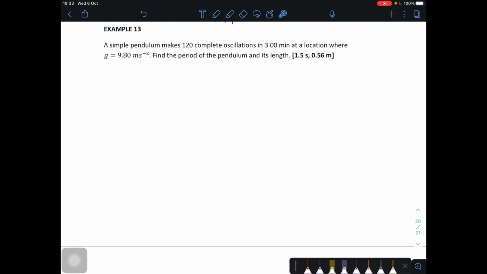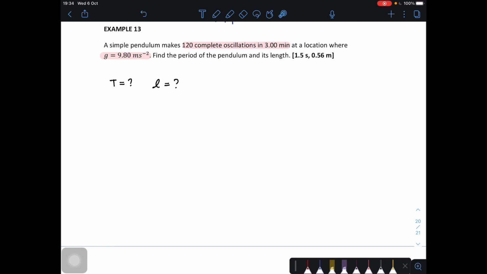Okay, next one, example 13. A simple pendulum makes 120 complete oscillation in 3 minutes at a location where g is equal to 9.8 meter per second squared. Find the period of the pendulum and its length. Okay, so we are given that the pendulum makes 120 complete oscillation in 3 minutes, and we are given the value for gravity, 9.8 meter per second squared. Now we want to find the value for T and the value for L, the length of the pendulum.